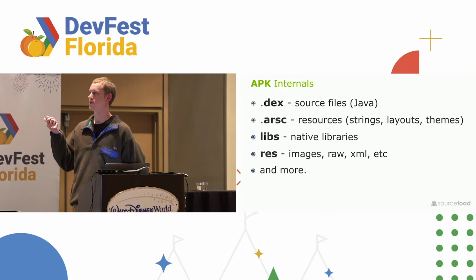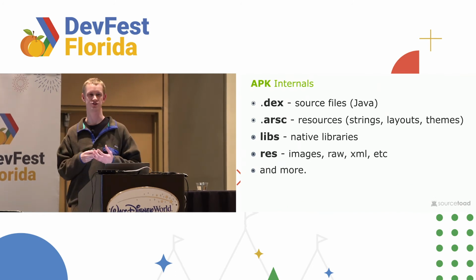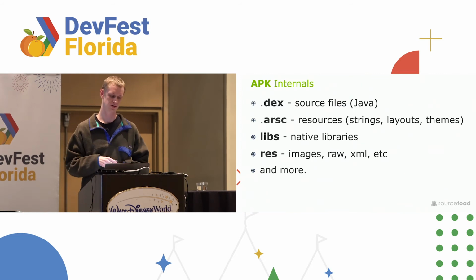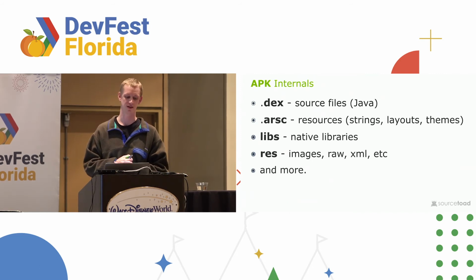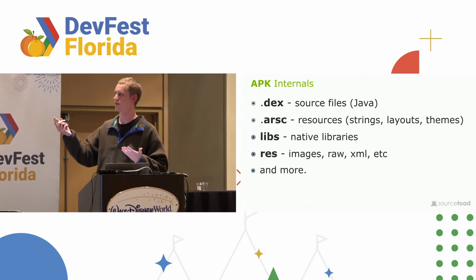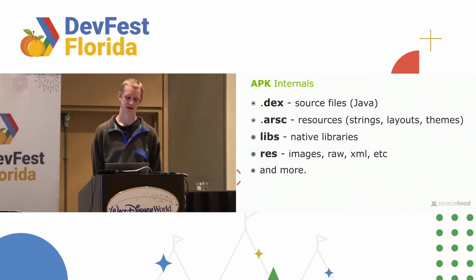So as I talked about, we looked at a DEX file and talked about it briefly. It's like the source, like that Java you write, or Kotlin these days. And ARSC is like the compiled version of all your strings, layouts, and any themes you have in an application. And of course, a libs folder for any game engine you use or library, and res for all your images and anything that's raw, like audio or random files that you might have in your application.